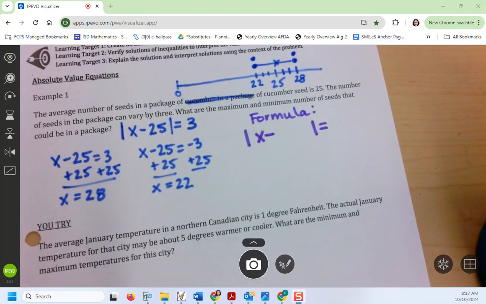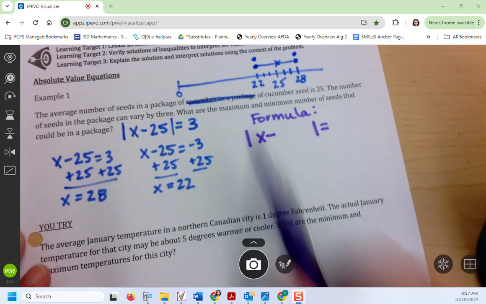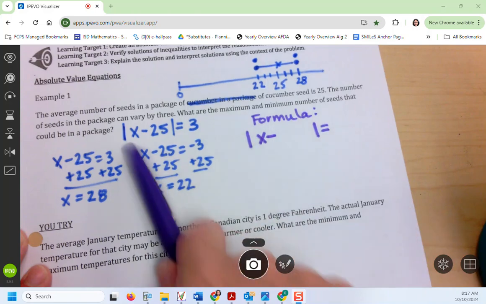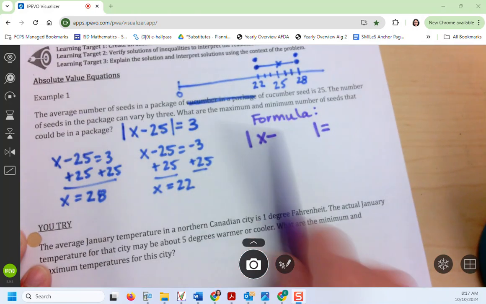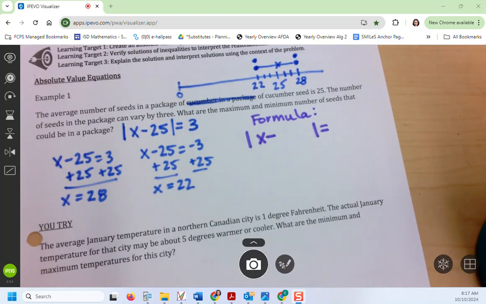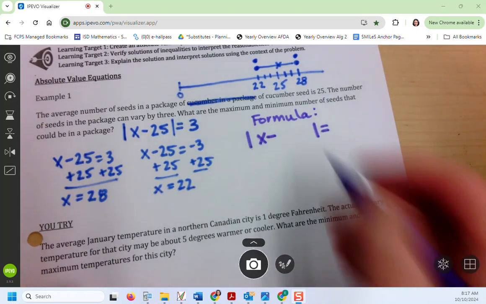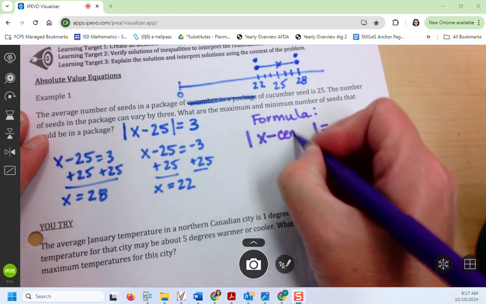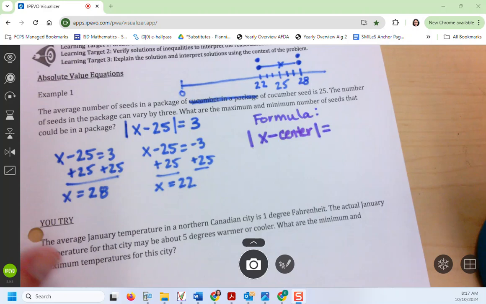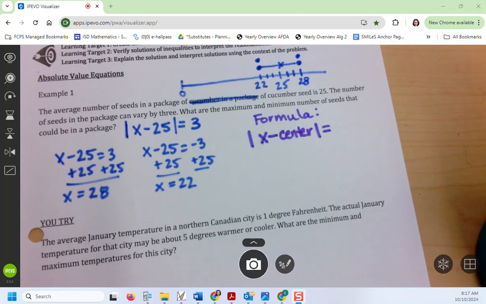All right, so our formula is going to have that absolute value, and because it was that shift right that made it x minus 25, the shift might be right or it might be left, but it's always going to be x minus whatever is that center. All right, so the center was 25 because that's how many cucumber seeds were supposed to be in there. So x minus the center, and what that's going to equal is the distance from the center.